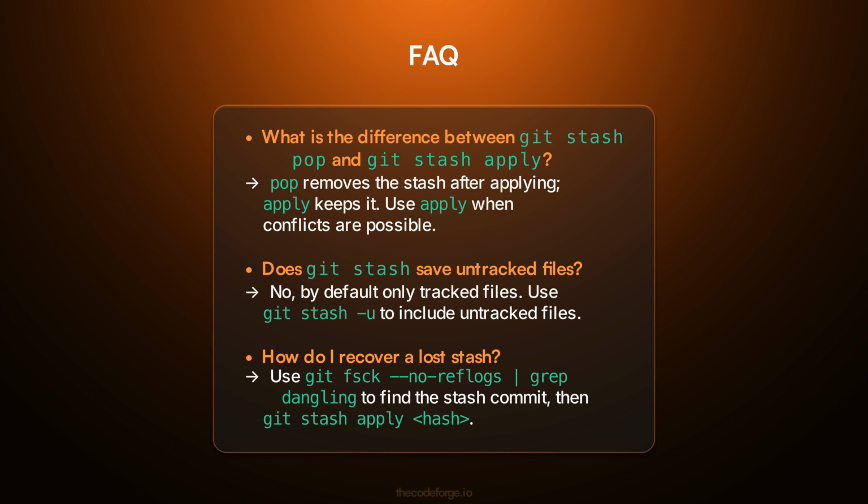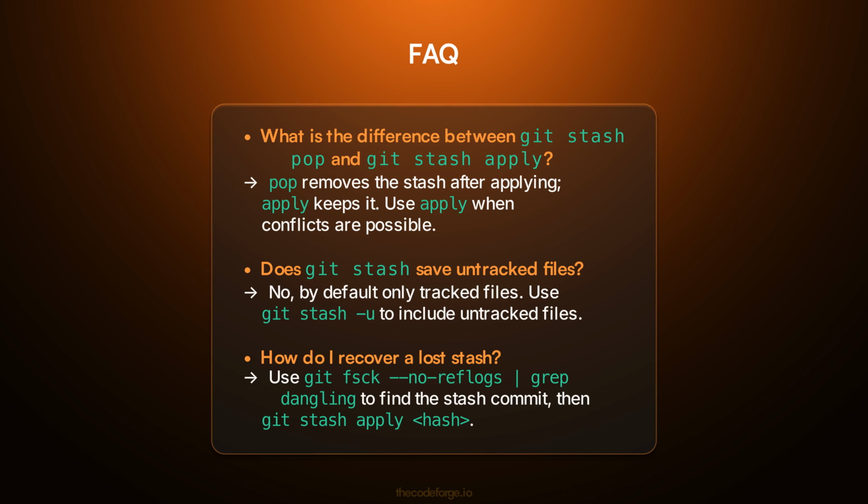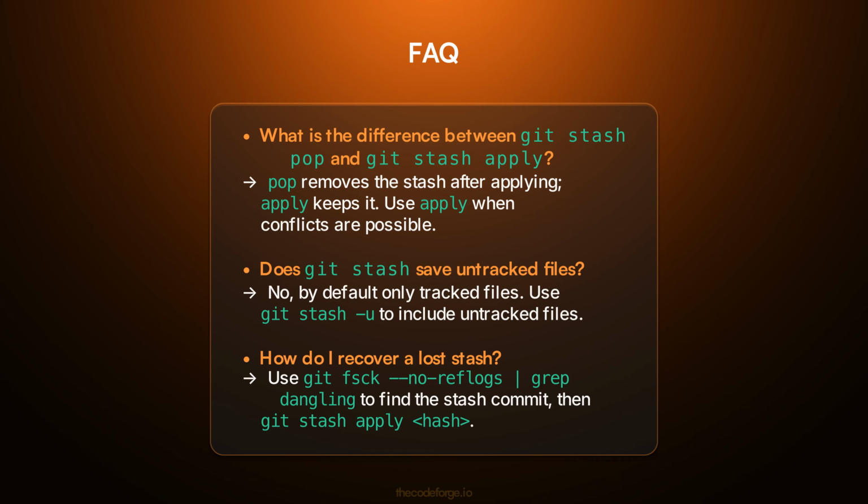And a few frequently asked questions. What is the difference between git stash pop and git stash apply? Pop removes the stash after applying, apply keeps it. Use apply when conflicts are possible. Does git stash save untracked files? No, by default only tracked files. Use git stash -u to include untracked files. How do I recover a lost stash? Use git fsck --no-reflogs | grep dangling to find the stash commit, then git stash apply hash.